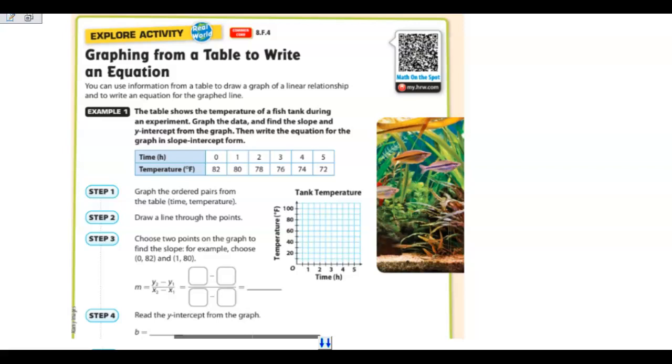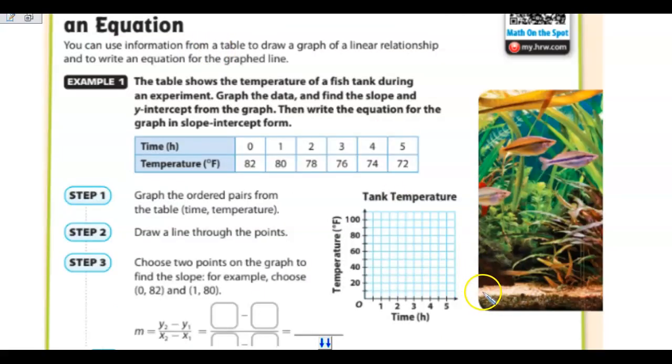So when we're doing that, we're taking the information that is given to us just numerically, and we're putting it in something that's a little more visual. So we're going to take these ordered pairs and graph them in this graph. Our first one is at 0, 82. I'm going to enlarge this a little bit. Okay, that's a little bit easier to see. And so our first ordered pair is at 0, 82.